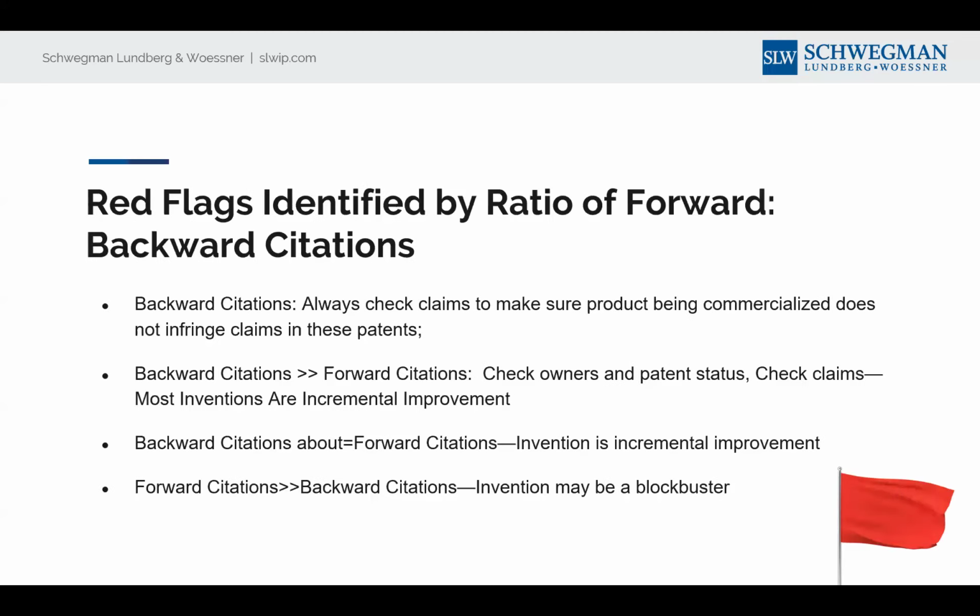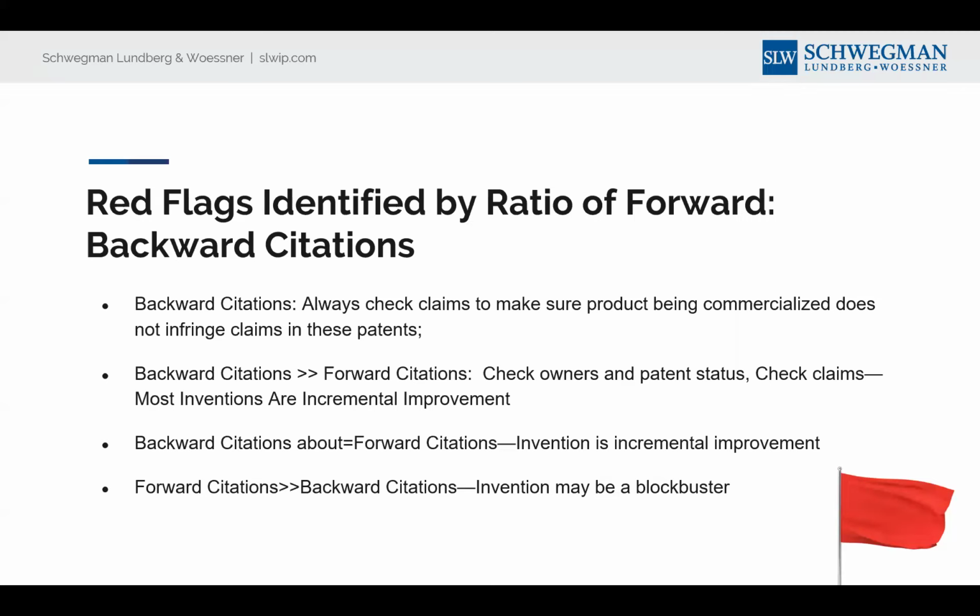Okay, some of these are red flags, some of them are not so much red flags, but they are rules of thumb about ratios of forward to backward citations. Now, forward to backward citations is a dynamic number. It changes over time, certainly. When a patent is initially issued, it's going to be mainly backward citations. It may take a while to get forward citations.